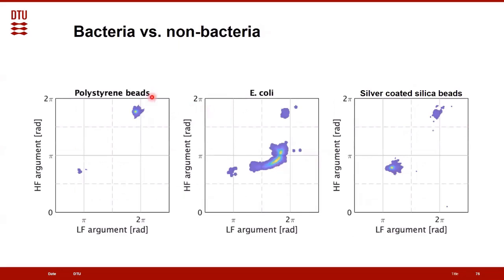Indeed, if we use polystyrene beads, they are insulating, and they appear here in position 1. Silver-coated silica beads that are conducting appear in position 2, and bacteria that have intact membranes appear mostly in position 2.